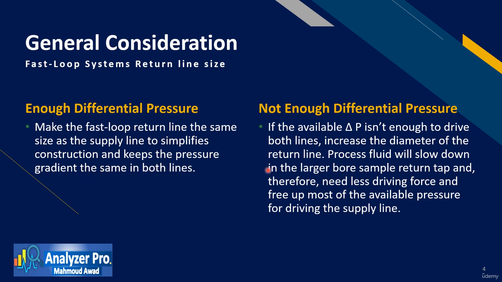The second case is where we don't have enough differential pressure between the sample point and the return point to drive the sample in both lines. In this case, increase the diameter of the return line. Process fluid will slow down in the larger bore sample return line and therefore need less driving force, and this frees up most of the available pressure for driving the supply line.